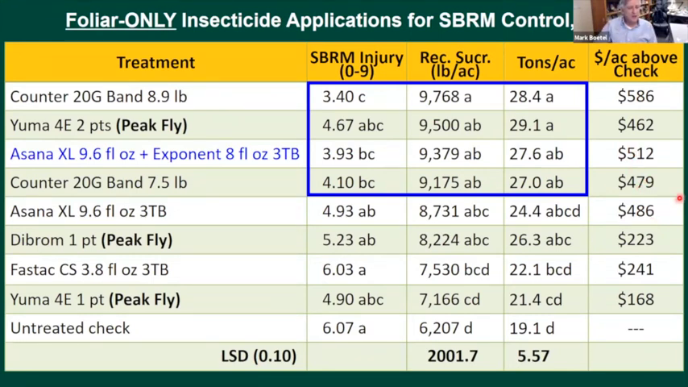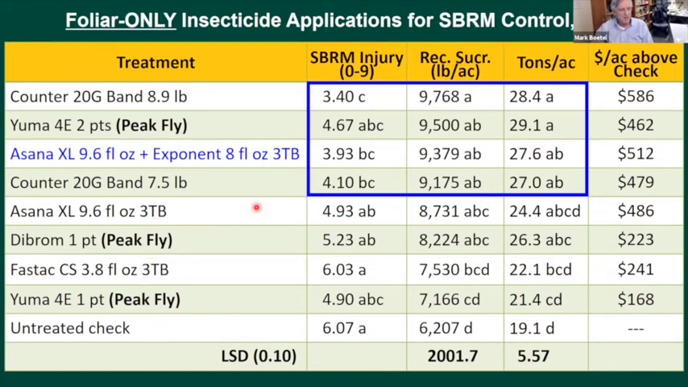Next, I wanted to show you, this is some work we've been doing the last few years, but I'll just show you this 2020 finding because it involved a new look at Aztec. And what we wanted to look at, these are all single applications. They're not really foliar only, but any of the peak flies are foliar. And then where we have 3TB, that's a 3-inch T band.